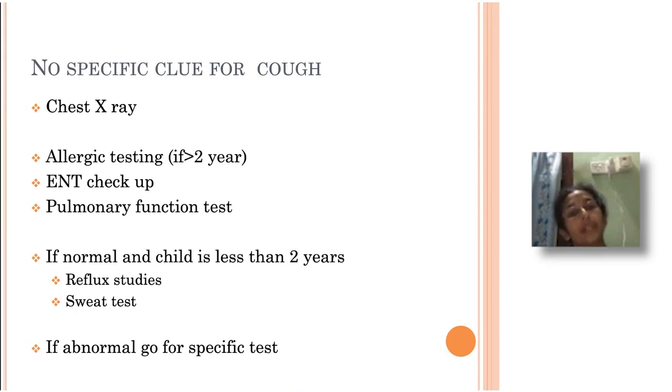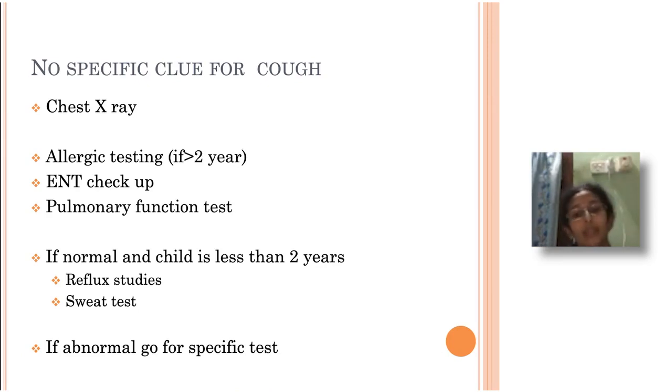After the history and examination, if there are no specific clues for the cough, then all children should undergo a chest X-ray. After the chest X-ray, if it is normal and the child is more than 2 years, we can go for allergic testing, and we have to arrange an ENT checkup for the upper airway part. Then if the child is more than 5 years, we can go for a pulmonary function test to diagnose cough variant asthma. And if everything is normal and the cough is still persisting, if the child is less than 2 years, we can think about reflux studies and the sweat test.